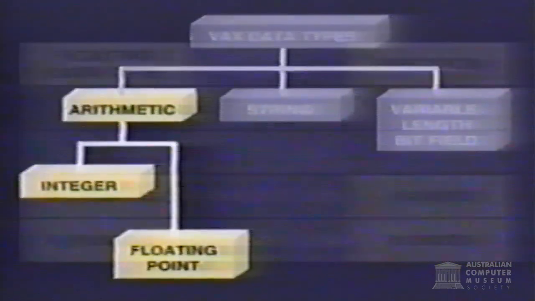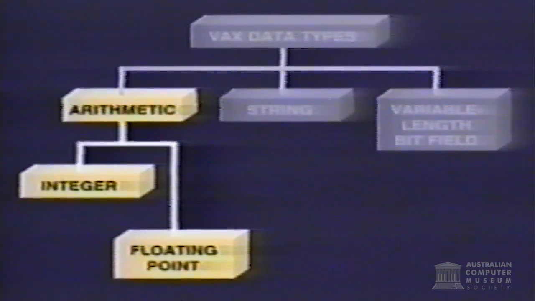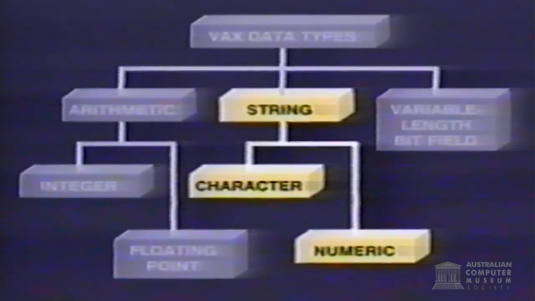To recap, the VAX architecture allows programmers to perform arithmetic operations on 2 kinds of data, integers and floating point numbers. VAX also allows us to work with other kinds of data. One of these is the string. Strings are useful for representing character sequences and numbers that will not be used for computation. Because VAX treats characters and numbers somewhat differently, strings are classified into character strings and numeric strings.